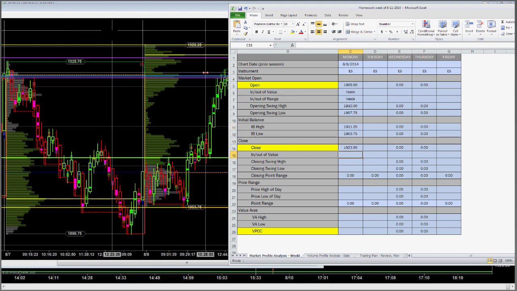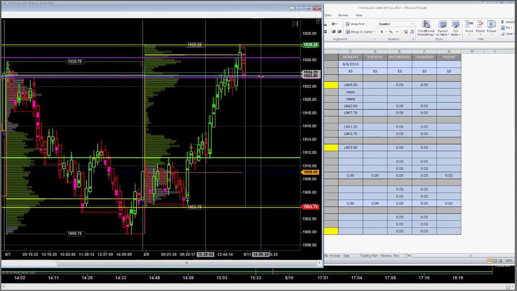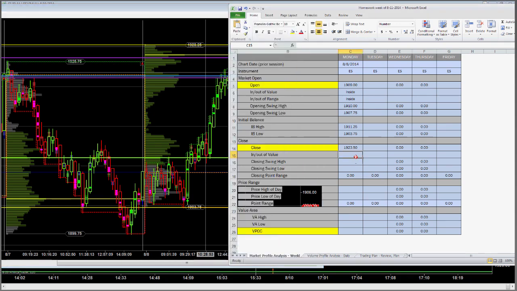And then I want to know, was it in or out of value? When it closed, was it inside or outside of value? And this is value. All this in this yellow is value. So it closed higher. It closed in value to the high side. And so what I will put for me is just a note, inside high. All I'm doing is saying it closed inside of value and it closed to the high side.